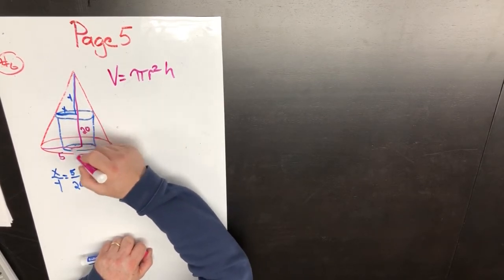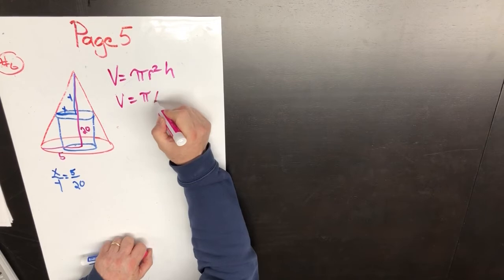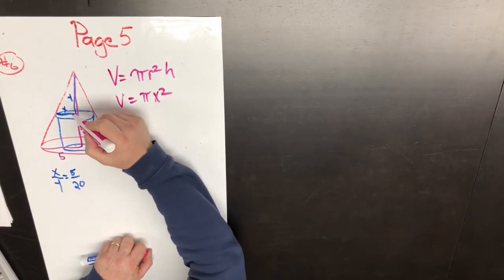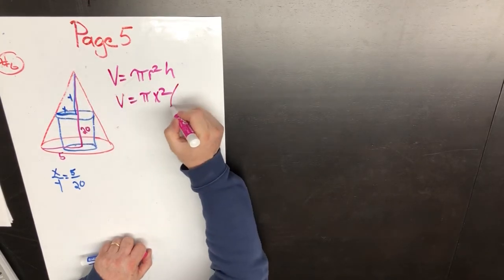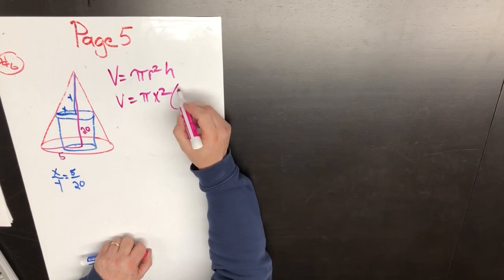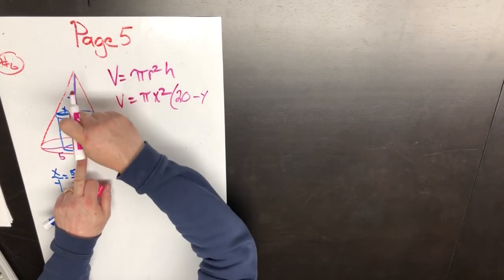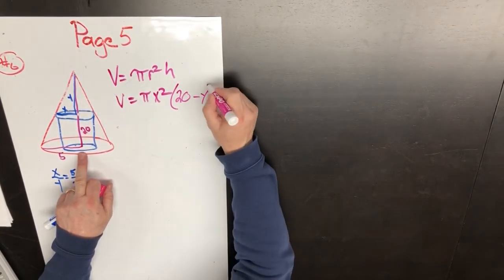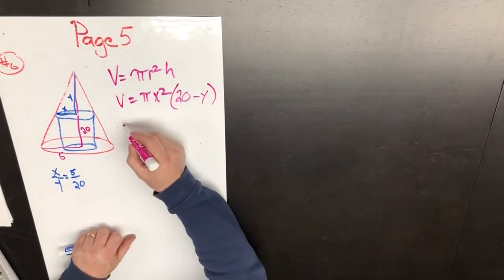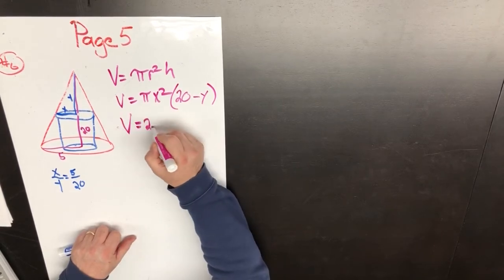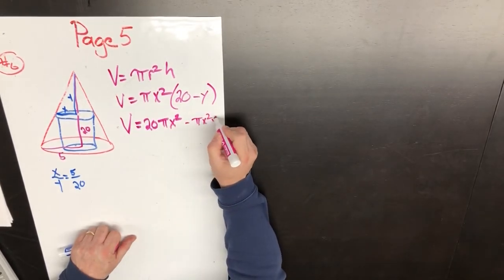What's the volume of the cylinder right here? What's the radius going to be? And the height. Well, this y is the distance from the top of the cylinder up to the top of the cone. The whole distance is 20. The height of the cylinder is really 20, subtract y. Here is 20, take away y from it, and you'll be left with the height of the cylinder. And we're going to cross multiply over here in a moment and solve for y. But this is what I have for volume. 20 pi x squared minus pi x squared y.